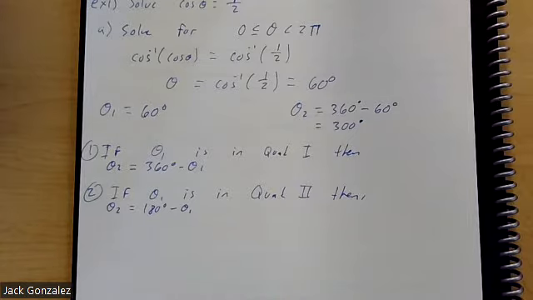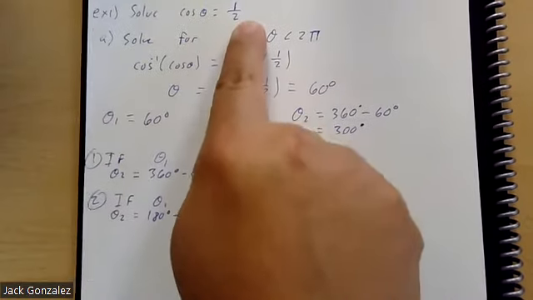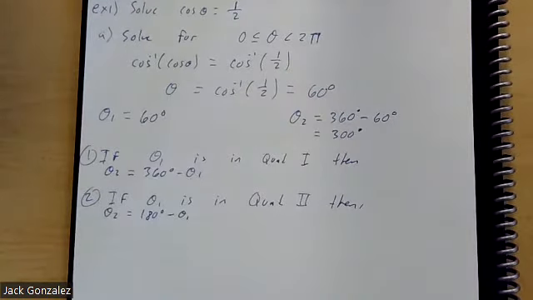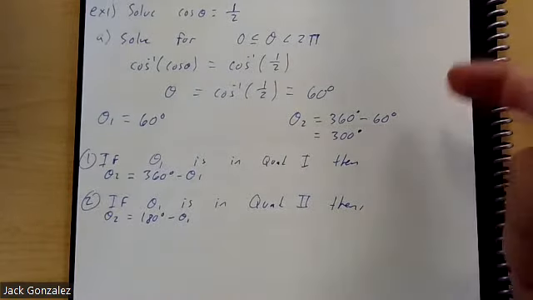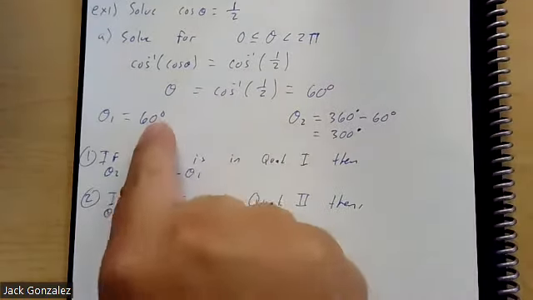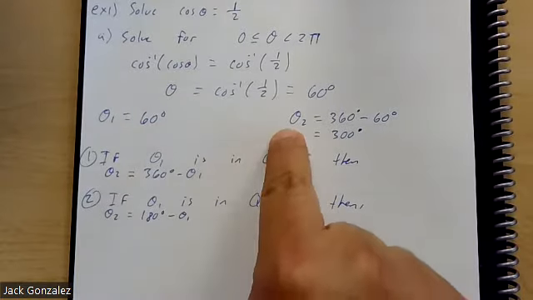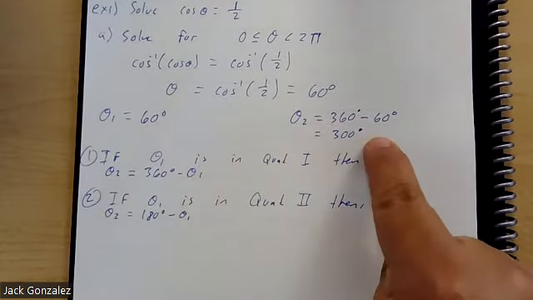But eventually, you're going to get questions where it's not a nice number. It could be like cosine equals 0.37. So that's when you use this idea. Does that make sense? Any questions on what we did? The calculator gave us the first one. Second one is found by subtracting from 360.